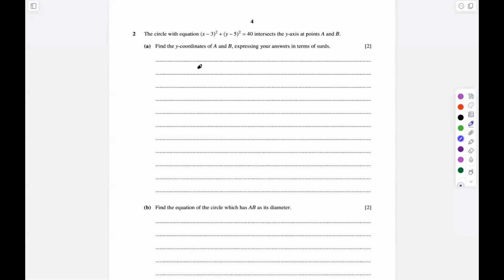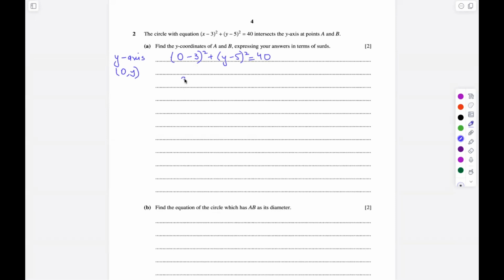In question 2, the circle with equation (x minus 3) whole squared plus (y minus 5) whole squared equals 40 intersects the y-axis at points A and B. We have to find the y-coordinates of A and B, expressing our answer in terms of surds. Now, intersects the y-axis means we can substitute x equals 0. So this equation will now become 0 minus 3. So we can just write, when it is a y-axis, the coordinates are basically (0, y). So x is equal to 0, plus (y minus 5) whole squared equals 40.